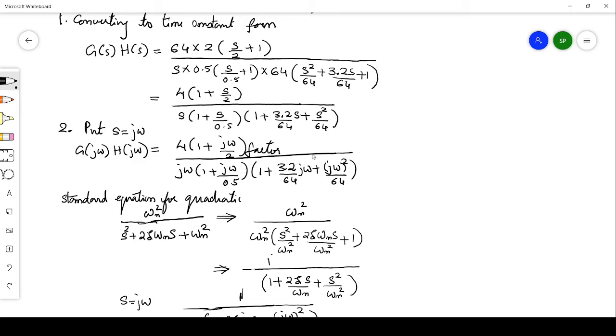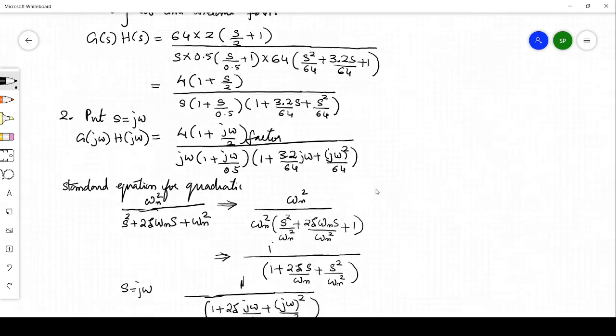Now the next step is, since it is a frequency domain approach, we have to substitute s equal to j omega. So instead of s, we will be substituting s equal to j omega. So we are writing G(j omega)H(j omega) is equal to, replacing s with j omega in this step.